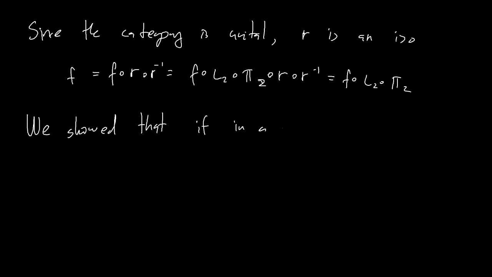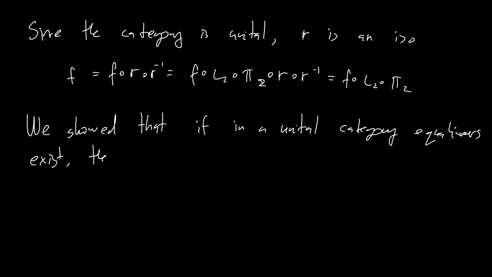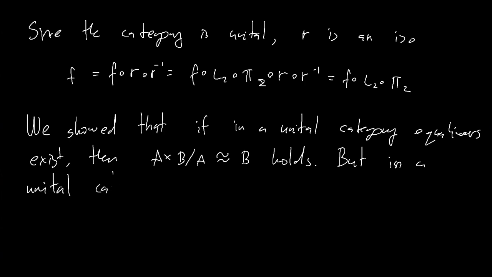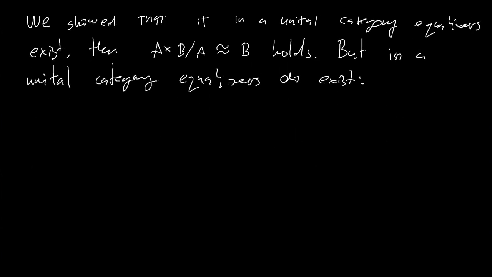We show that if in a unital category equalizers exist, then this property holds. But in a unital category, equalizers do exist, and this is how we can prove their existence. So let's say I've got two morphisms, F and G, from X to Y, and I want to build their equalizer.